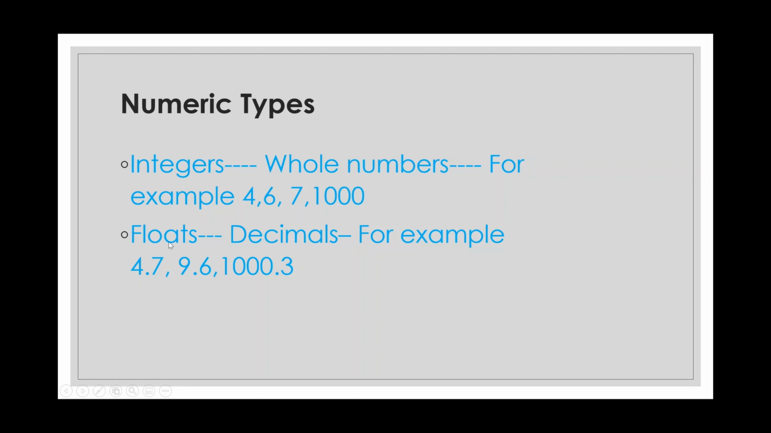The point is numeric types. So the numeric types are integers and floats. Integers are basically whole numbers, for example, 4, 6, 7, and 1,000. Those are all integers because they're all whole numbers. No decimals, no fractions if it's an integer. Then there are floats. They're decimals. For example, 4.7, 9.6, 1,000.3, those kind of numbers.